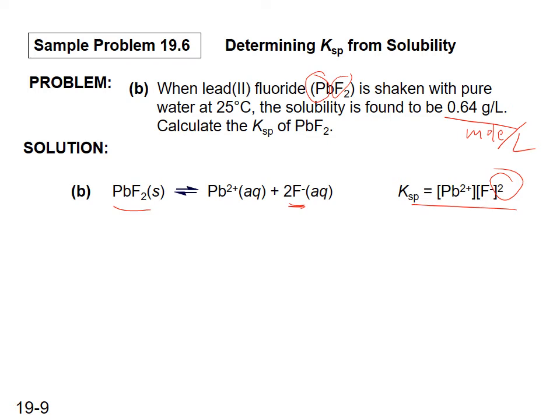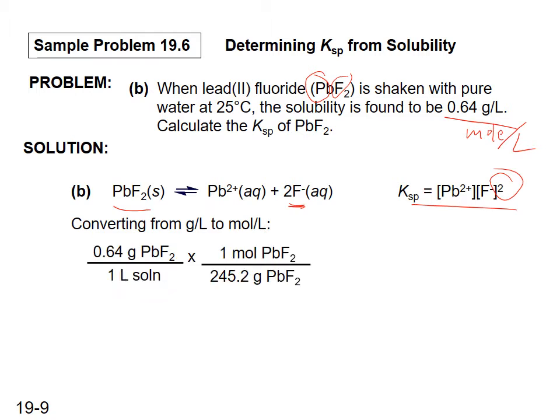And here is how we convert concentration from grams per liter to moles per liter. So we divide by molar mass. And so when we divide the molar mass, the gram cancel, and we get moles per liter, and that's the molarity. Okay, combine the numbers, give you 2.6 times 10 to the minus 3.